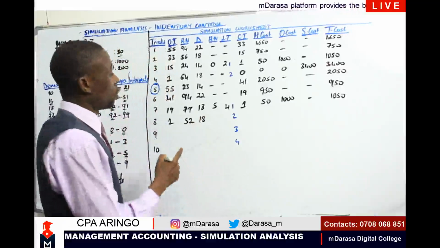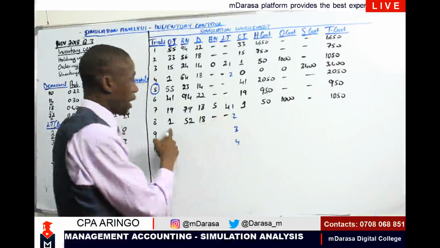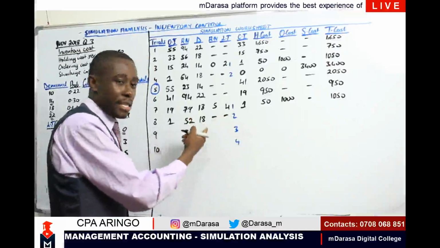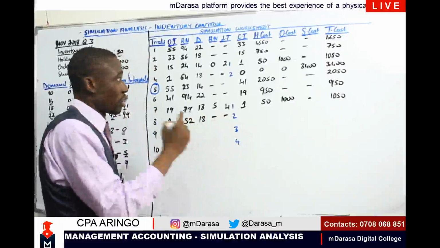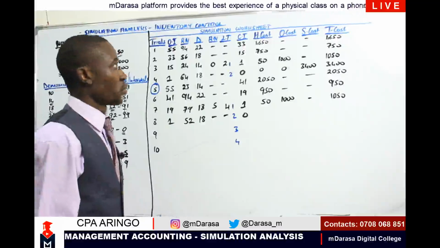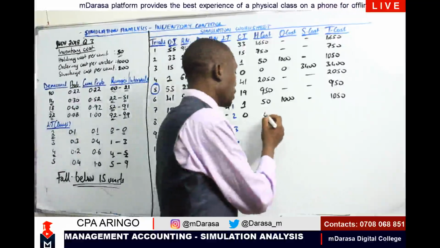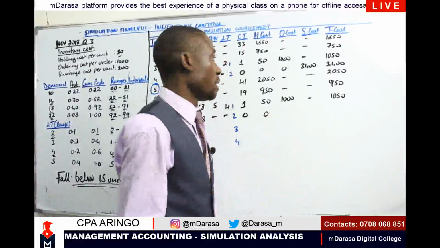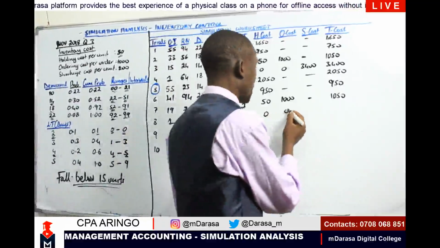Remember, in store we only had 1 unit. My demand is 18, I'm only having 1 unit. So as at the end of the day, yes, I'll be having 0 as closing inventory. Our holding cost, I don't have, because we don't have anything to maintain. Ordering cost, still I don't have.